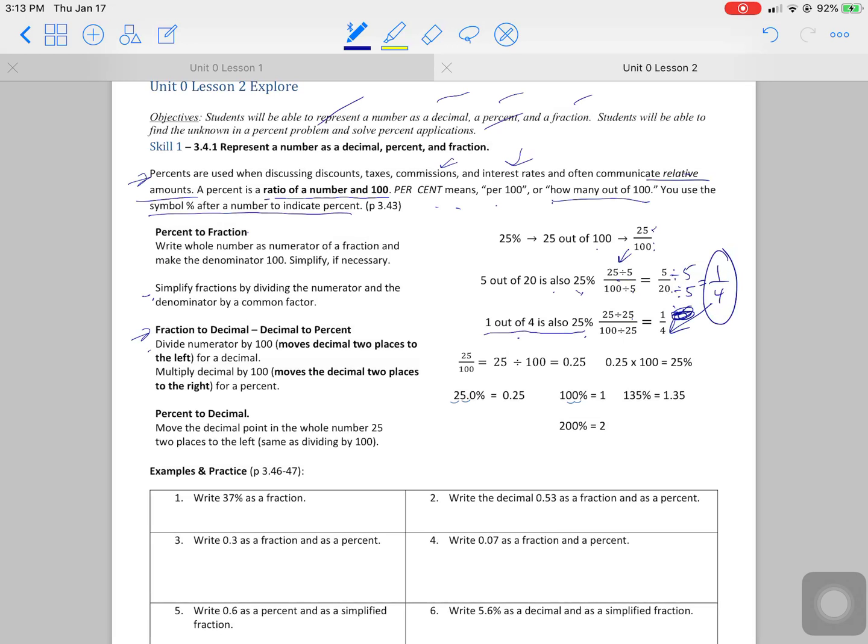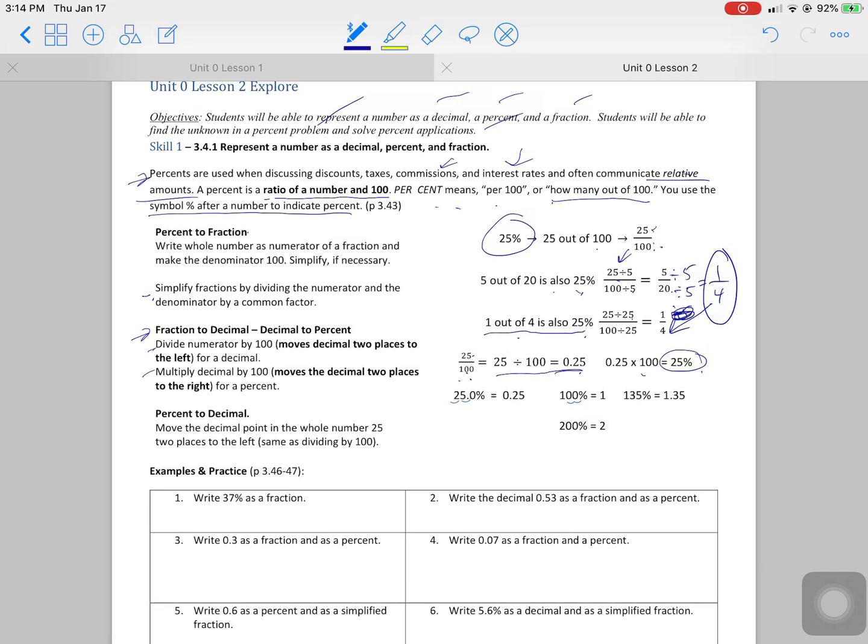So let's see. It says divide the numerator by 100, which moves the decimal 2 places to the left for a decimal. Multiply by 100 moves the decimal the other way. Multiply versus divide. Okay, so let's look at that. If I have 25 divided by 100, that fraction gives me the decimal for it. So that's the fraction turned into a decimal. Then when you multiply by 100, you get the percent back. So we're going percent to fraction, and then fraction back to percent.